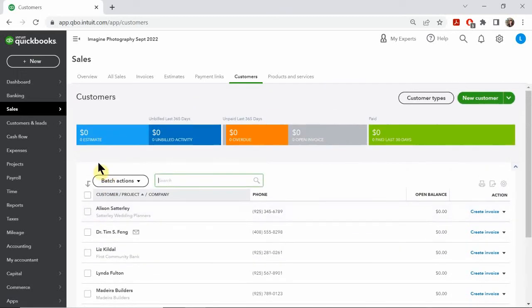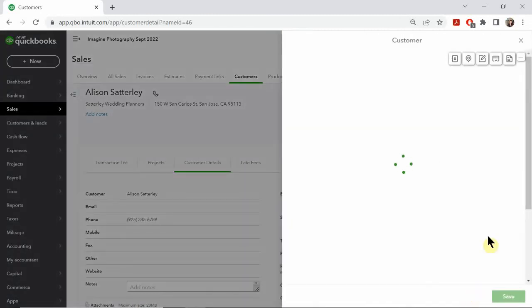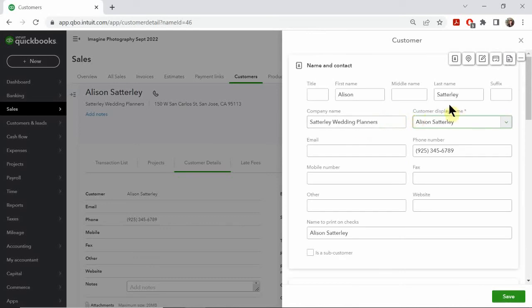Okay, there you go. It's in alphabetical order based on first name. So in this case, Allison Satterly, we'll click on her profile and we're going to edit her information to have her display name say Satterly Wedding Planners. You can copy the company name and then just paste it right into the display name. Okay, perfect.